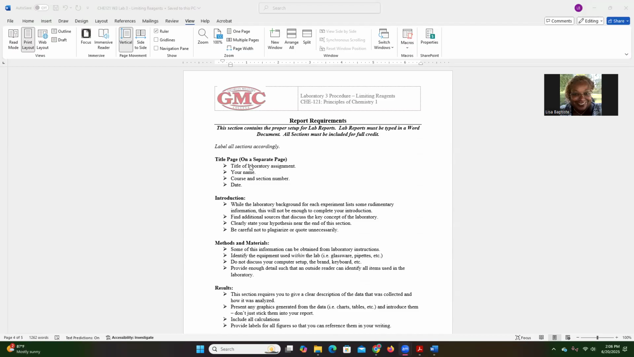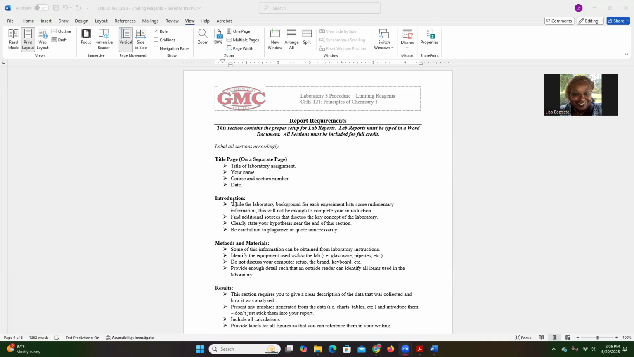You can center it on the sheet. And you also want that double spaced as well. Remember, your entire lab report is going to be double spaced. You want to make sure that you're using Times New Roman for your font, and you want to make sure that you're using 12 point, okay? You want a 1 inch border on all sides.